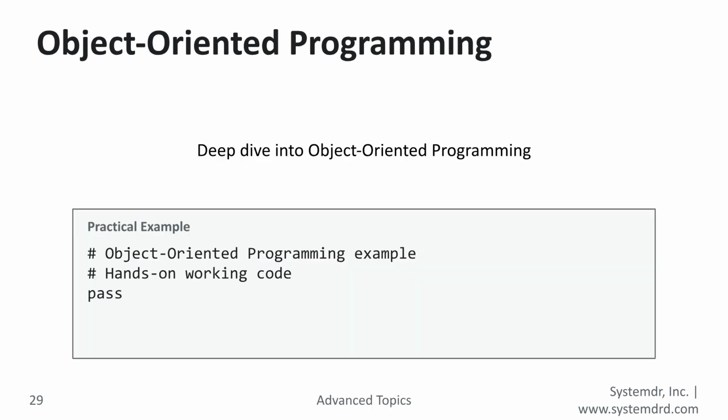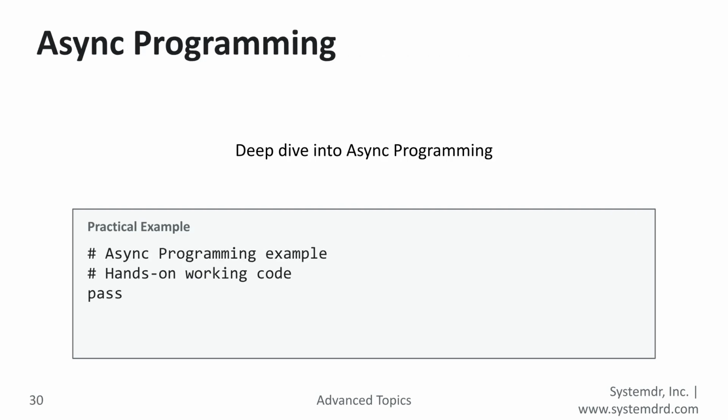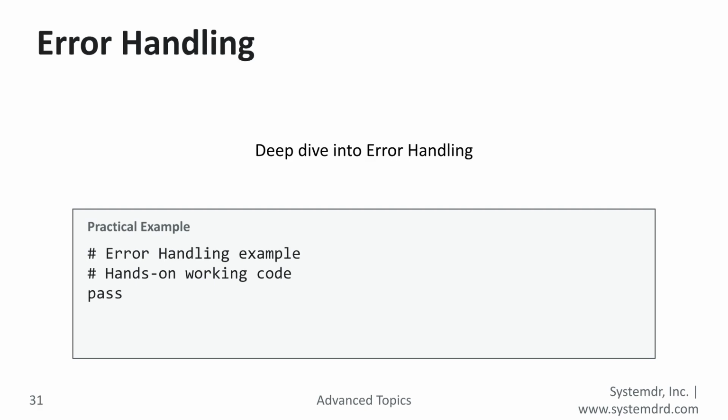Finally, we explore advanced topics, beginning with a deep dive into object-oriented programming, complete with a practical, hands-on example of working code. Next, we cover asynchronous programming. This is a deep dive into concurrent execution, accompanied by a practical, hands-on example to illustrate how to write non-blocking code. We will then explore error handling, focusing on deep strategies for managing exceptions gracefully. This includes a practical code example to show robust error management in action.